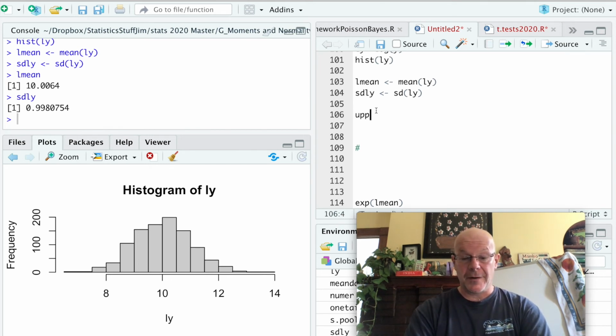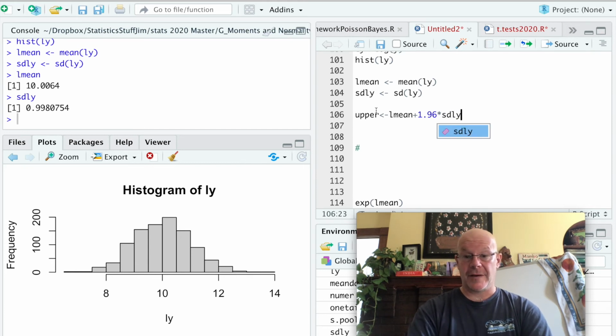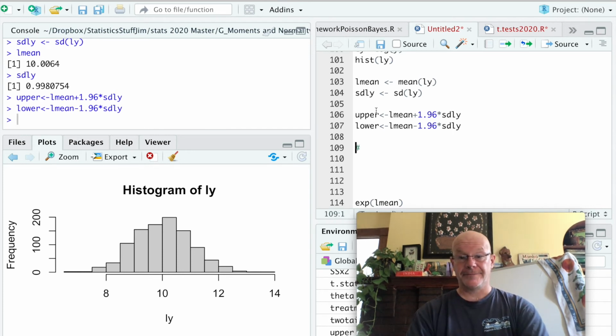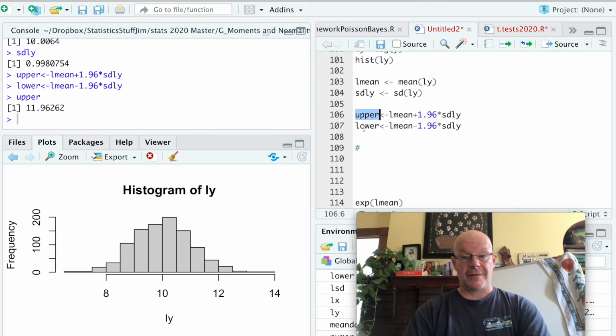Well, we know that the upper would be, we would start with our mean, and then we would say plus 1.96, which is the magic number that we'll use from the normal distribution, multiplied by the standard deviation of Ly. And then we could likewise say what the lower part of that is. So that's going to be L mean minus 1.96 times the standard deviation of Ly. So we have the upper, we have the lower, and we have the mean.